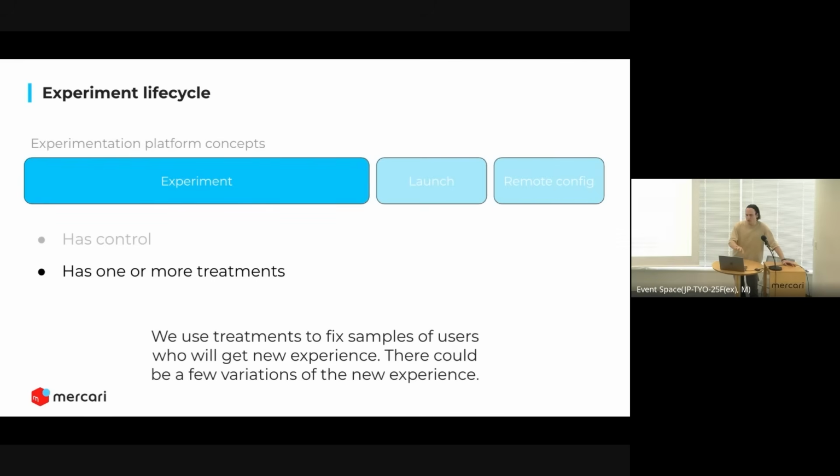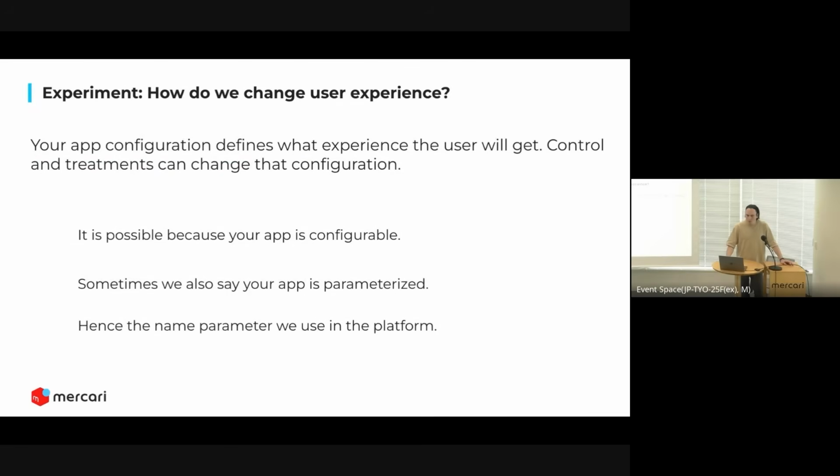And it means the treatments fix samples for the users who will get this new experience, and there could be multiple of these treatments. But the question is, how do we actually, so okay, we come to the experimentation platform, we create an experiment, define control and several treatments, but how does this experiment and experimentation platform actually change user experience, right? What is the connection there?